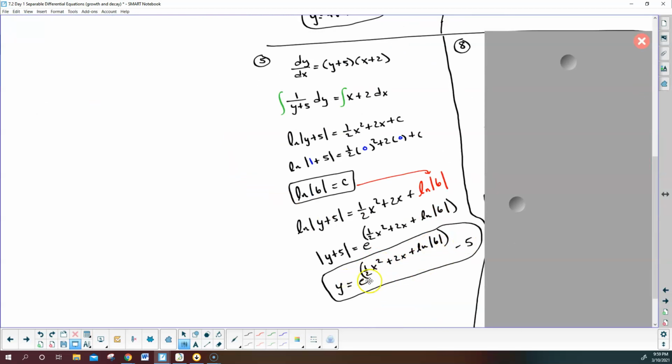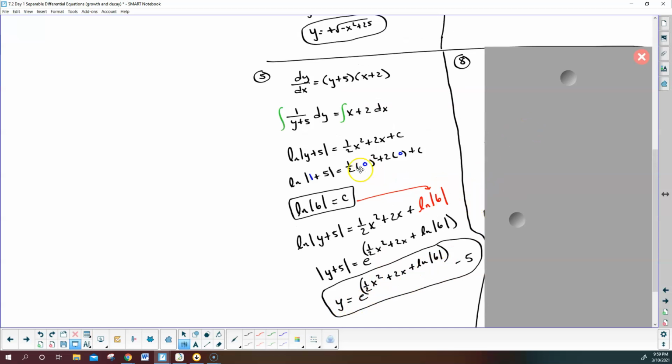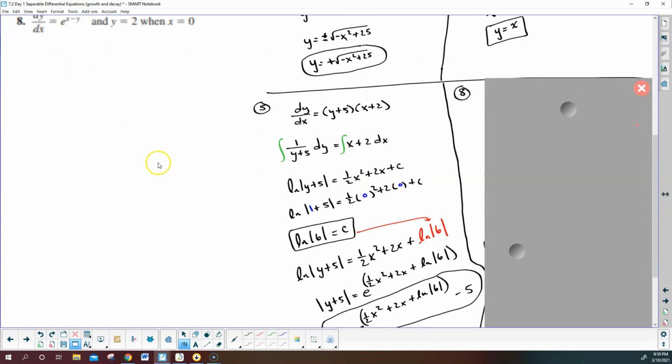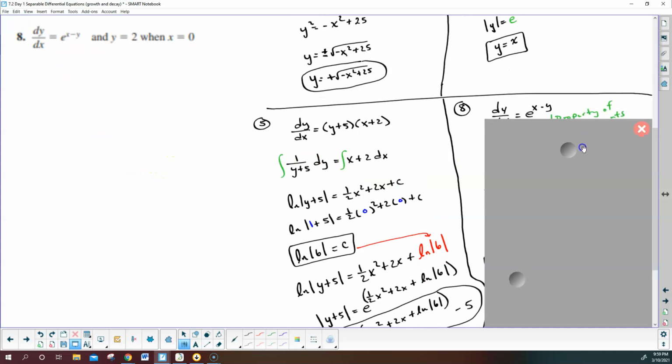6 minus 5 is 1. So I use the initial condition to check my final answer as well. All right, again, pause this, double check your work. Last one, number 8. This one requires a pre-calc. Well, not really. It's a property of exponents you got to be careful with.